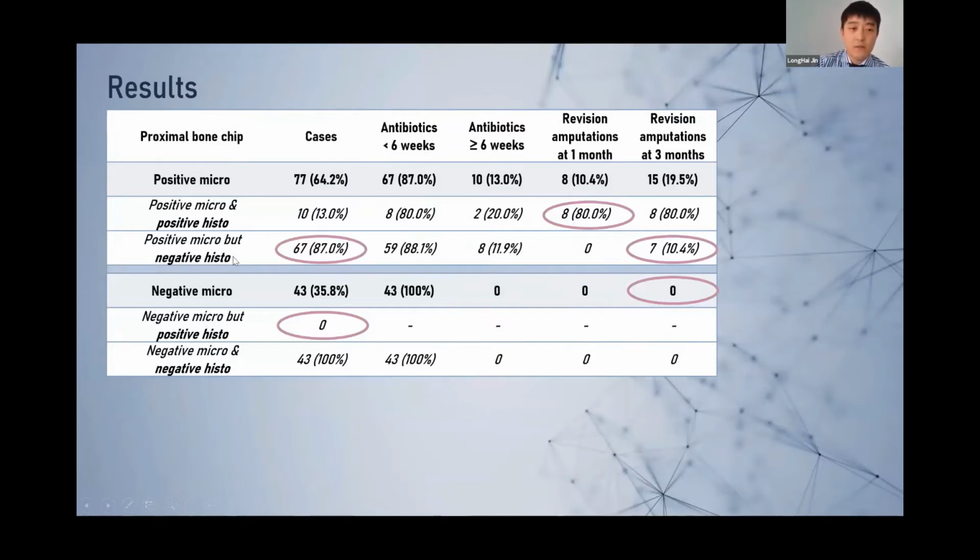Nevertheless, for those with positive microbiology and negative histopathology, there was still a small proportion of patients who required revision amputations at a later stage. In the patients who had negative microbiology, it was also interesting to see that no one had positive histopathology. And all the patients with negative microbiology were successfully treated with short-term antibiotics, and no one required revision amputations by 3 months.